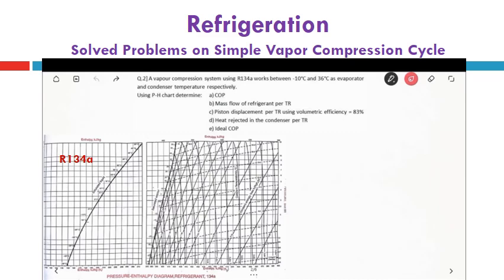We can observe in this problem that the main items required are similar to the previous problem, and also I think the same pressures, but we change the refrigerant to get different values of COP, ideal COP, mass flow rate of refrigerant per ton, piston displacement, and heat rejected in the condenser. The white area is dedicated for your solution on the printed version. However, the solution will be presented on the next slide. After you have solved it by yourself, you can compare these parameters.